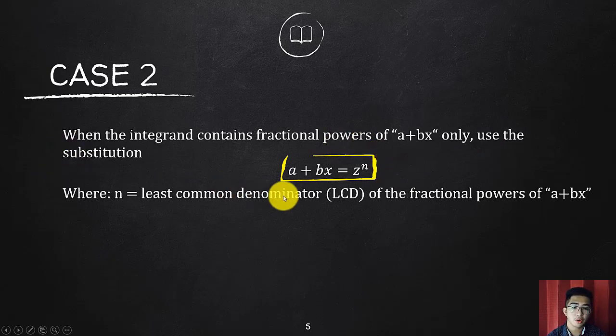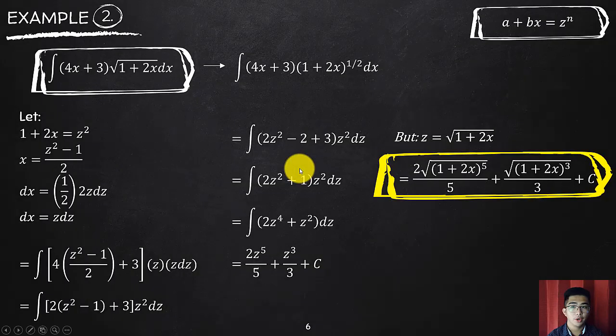Use this substitution. So instead of just x equal to z raised to n, we let a plus bx equal to z raised to n, n still being the least common denominator of the fractional powers of a plus bx. So again, we are looking for terms with a plus bx. Okay? So for example number 2, we do have that term.